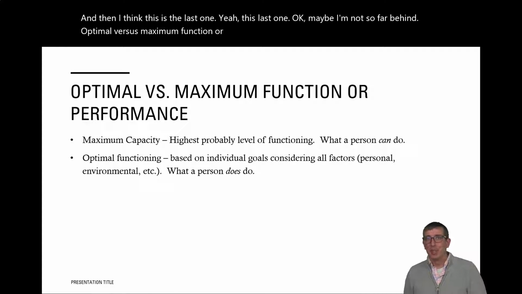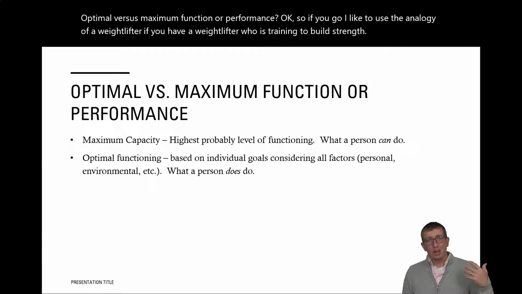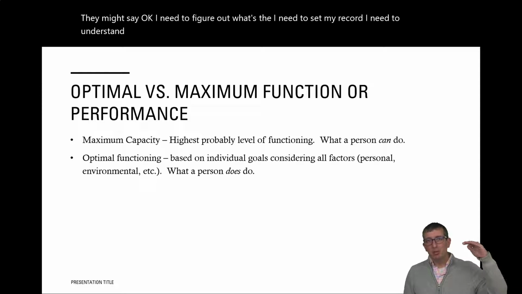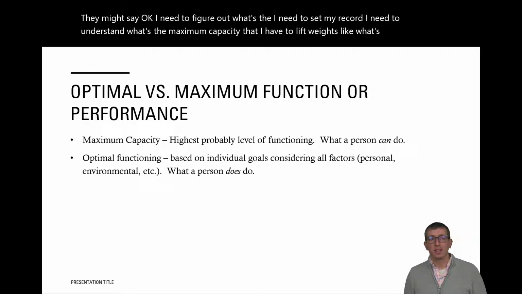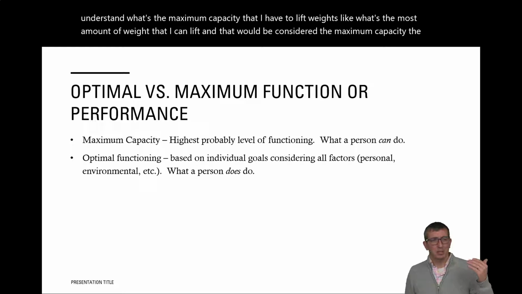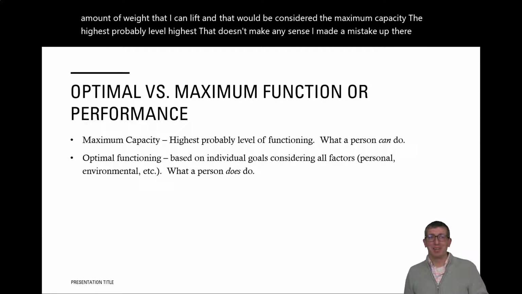Okay, so I like to use the analogy of a weightlifter. If you have a weightlifter who is training to build strength, they might say, okay, I need to set my record. I need to understand what's the maximum capacity that I have to lift weights. Like, what's the most amount of weight that I can lift? And that would be considered the maximum capacity. Highest probable level of functioning. I think that's what I was going for.